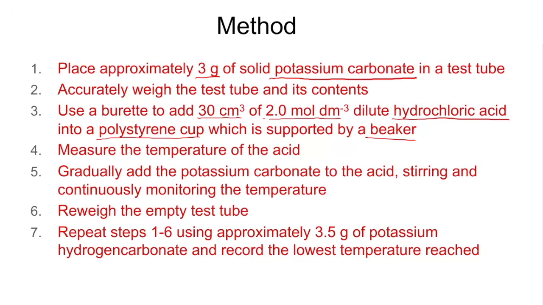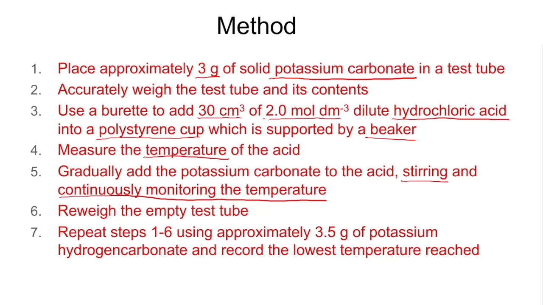So the smallest hit and they can completely tip over. So we put it into a glass beaker that's quite heavy, which avoids that potential spillage. We then measure the temperature of the acid, and this is going to be our starting temperature. We gradually add the potassium carbonate, constantly stirring and monitoring the temperature until we get up to a maximum temperature.